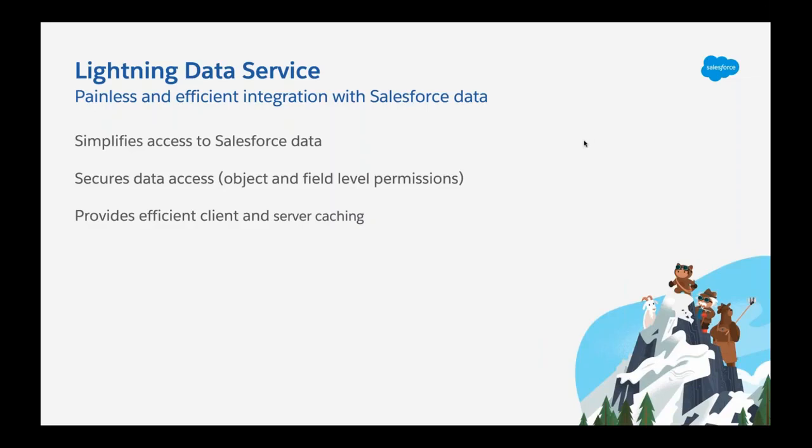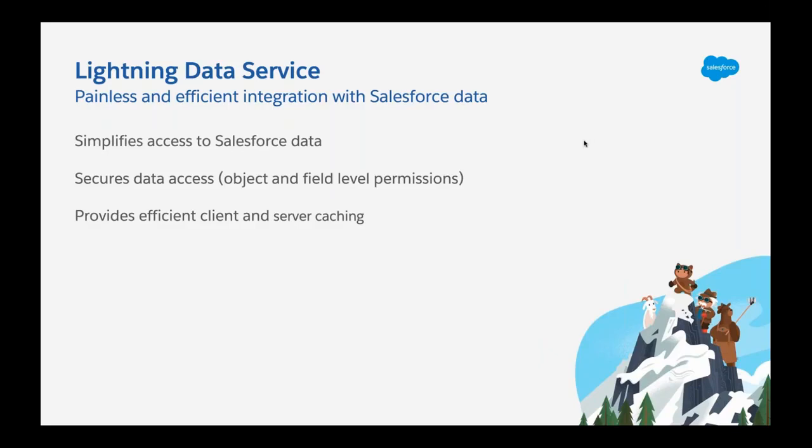Not only that, but it also works on the security side of things. When you work on an enterprise solution, you have a lot of different users, a lot of different objects and fields, but you have also a complex matrix of permissions for these objects and fields. And so what the Lightning Data Service does is that it makes sure that you can only see data with the right permissions.